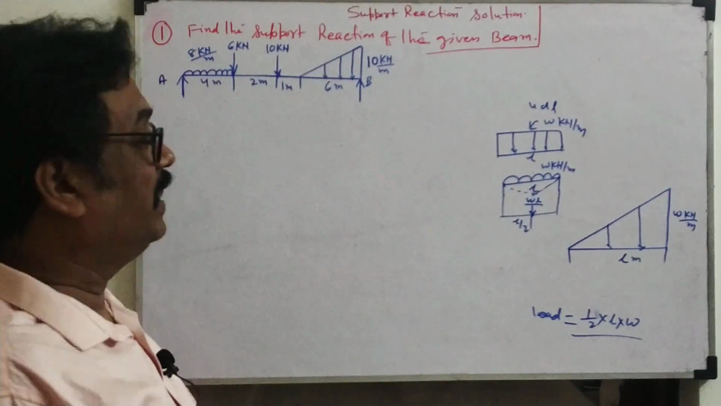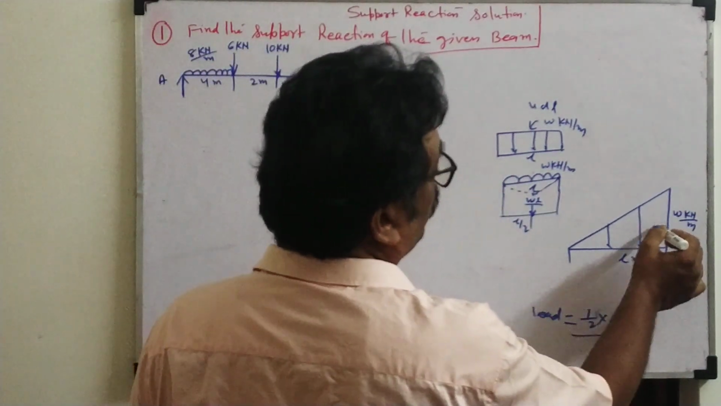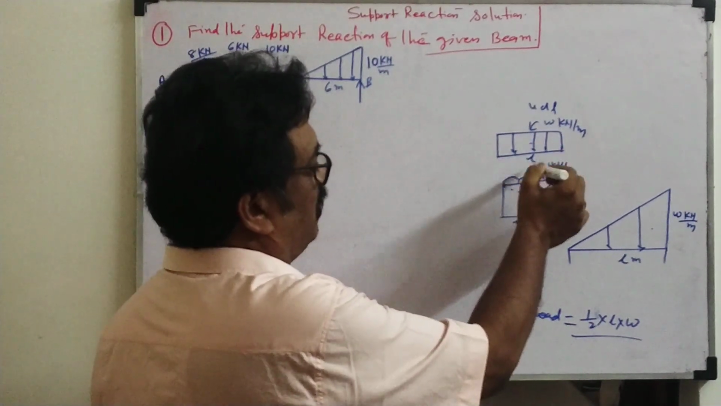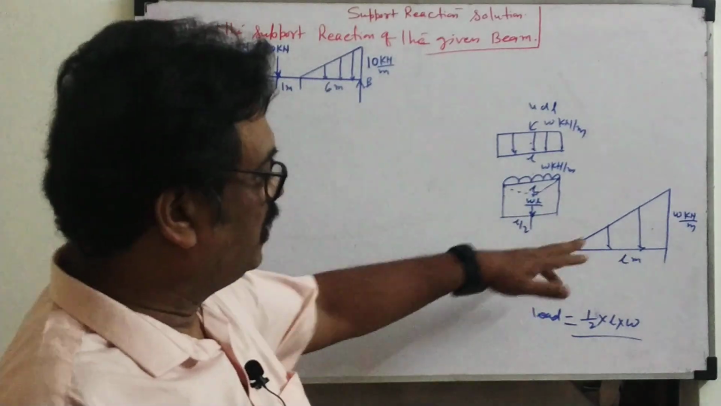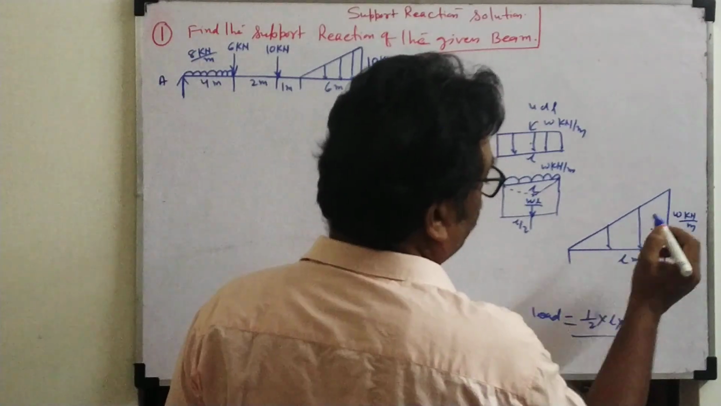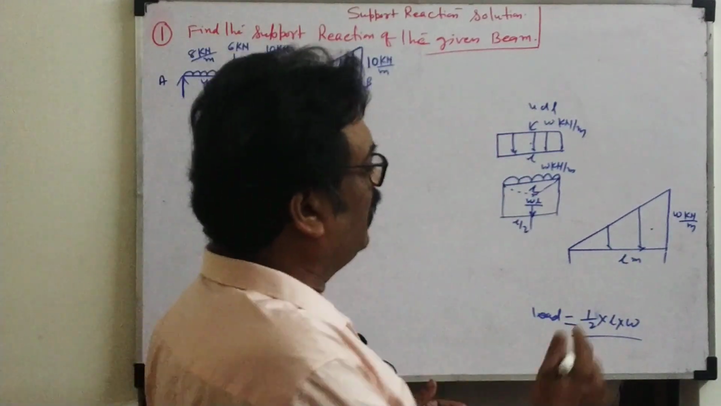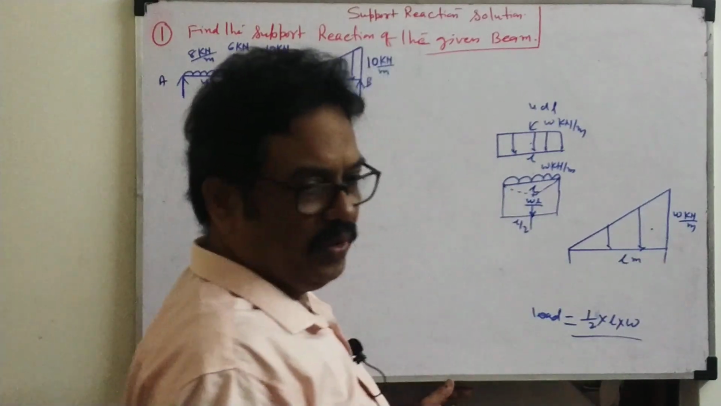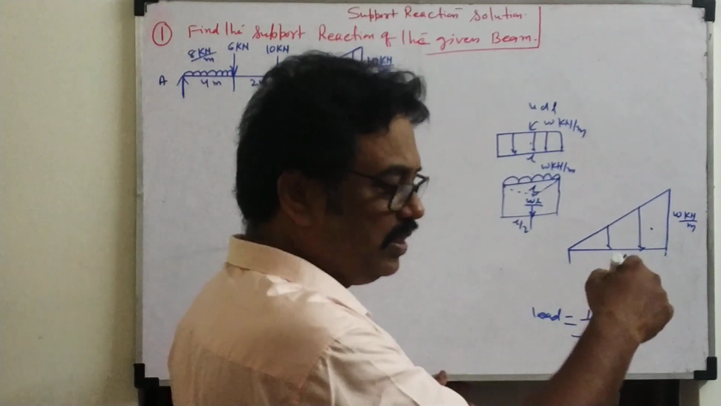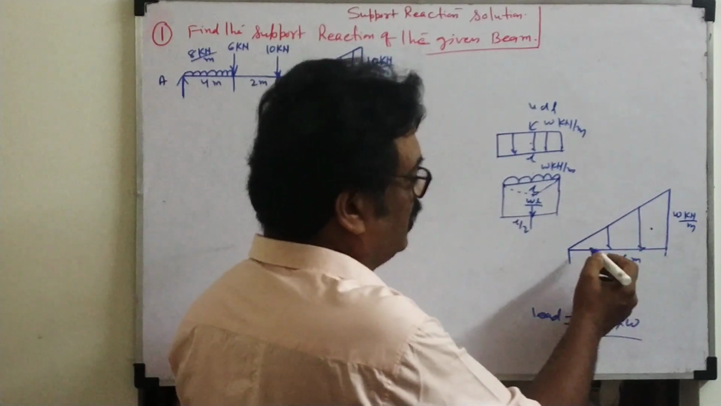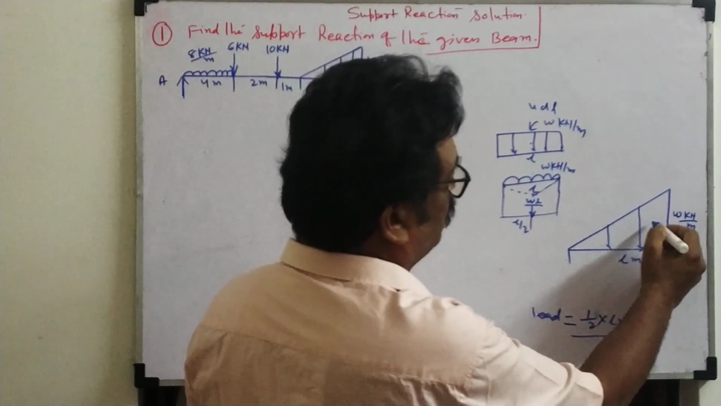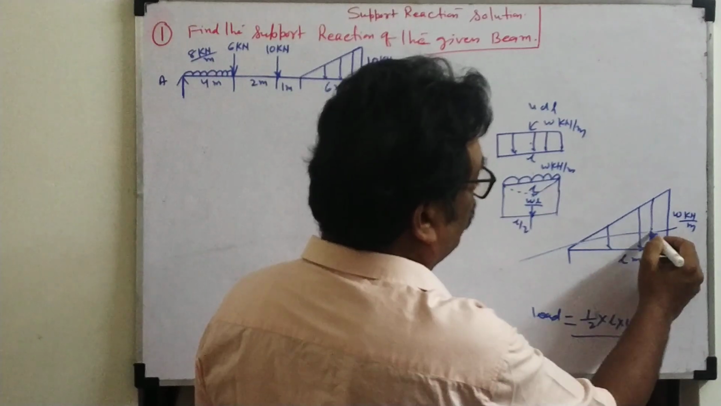Now where will the load act? Where will the center of gravity point be for the triangle? For the rectangle, the center of gravity is the middle point, as you know. But where is the center of gravity for the triangle? That only you have to learn here. Approximately the center of gravity lies near the bigger area. Why? Because the center of gravity is the point where the entire triangle load acts. So generally the center of gravity will be near the base. Suppose the center of gravity will be somewhere here.